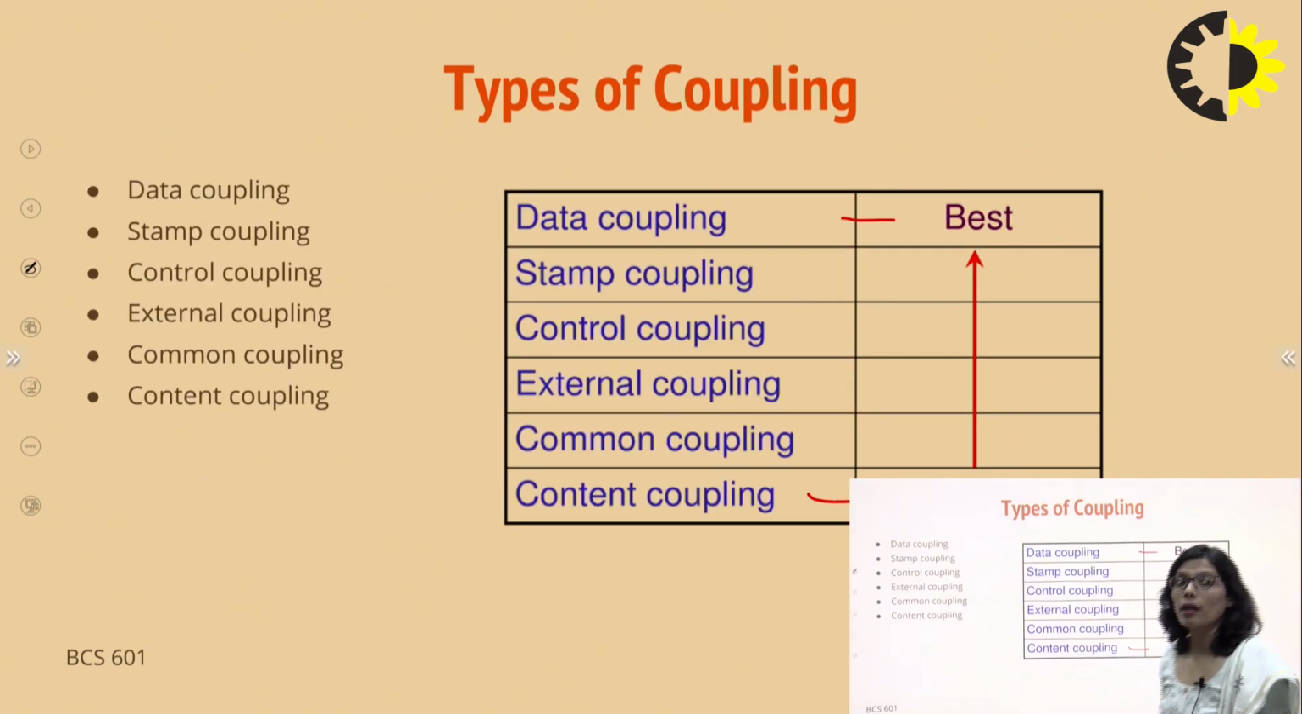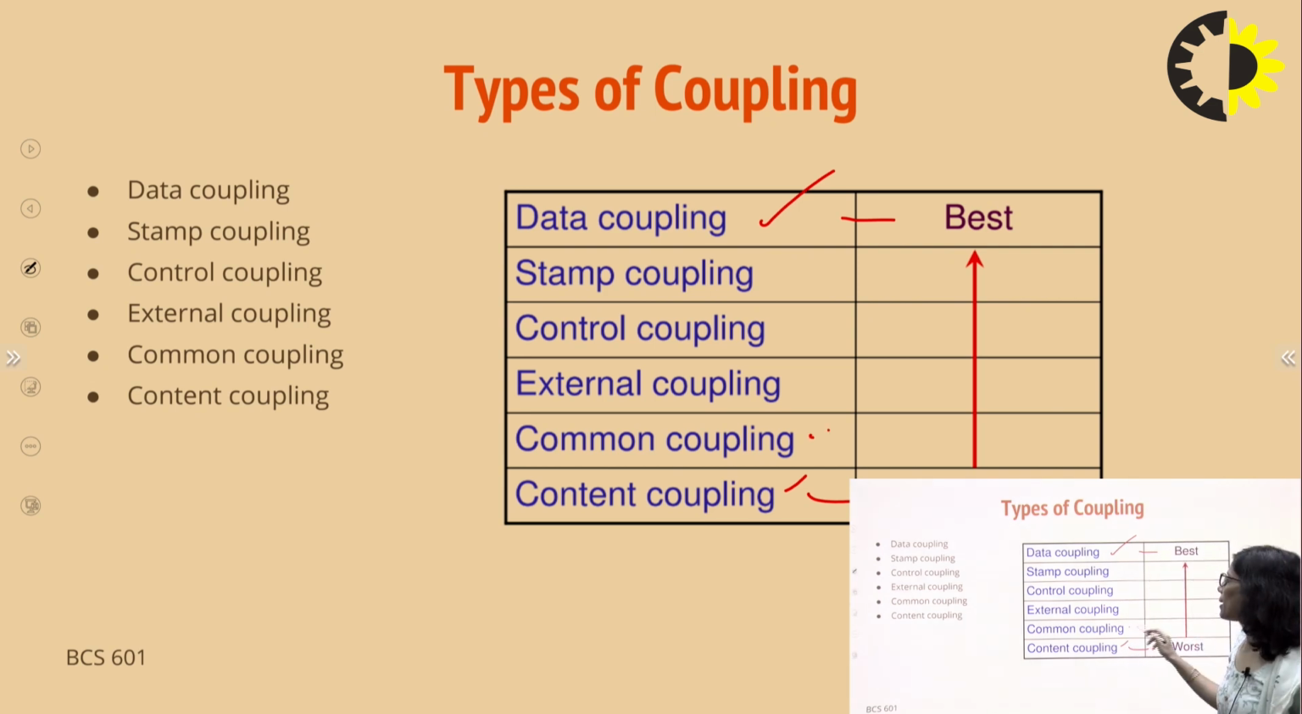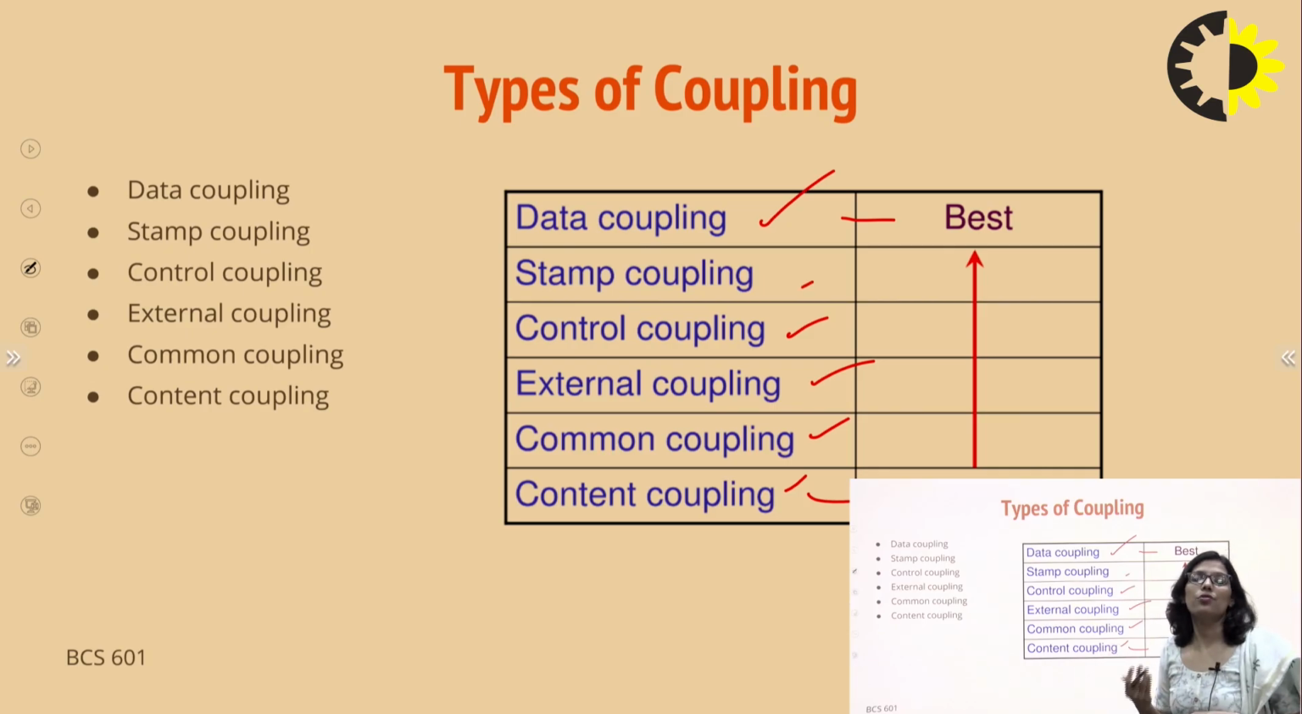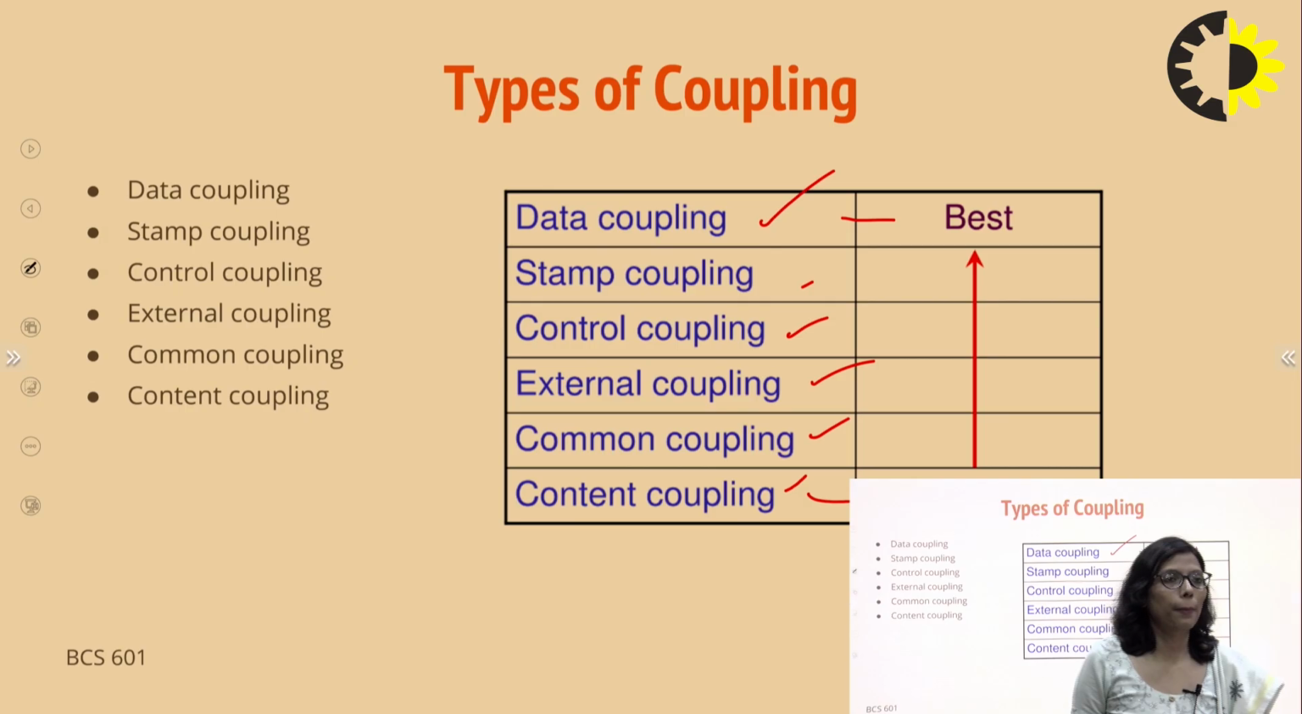So, we can say the best type of coupling is data coupling, where we are communicating only the required data. And the worst type is content coupling, where we are just transferring the whole control of the module to some other module. Common coupling is when you are using common variables, global variables. External coupling is when you are using the same common modules which are not part of yours. Control coupling is when you are passing control information. Stamp coupling is when you are passing the entire data structure. So these were your types of coupling.